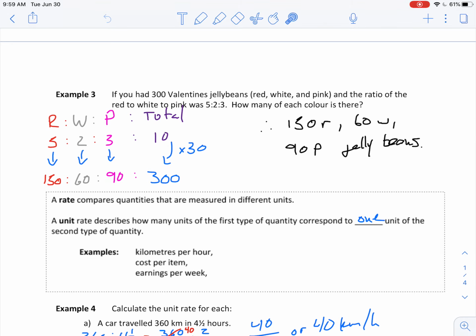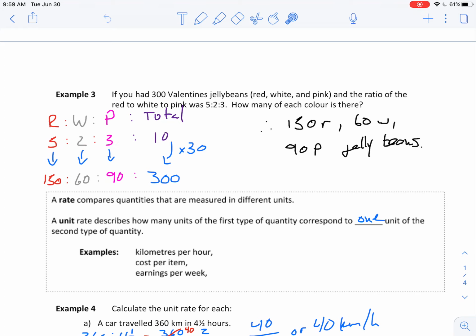Third example, we're going to be dealing with 3 different ratios. If you had 300 Valentine's jelly beans, red, white, and pink, and the ratio of the red to white to pink was 5 to 2 to 3, how many of each color is there? Okay, so I have the ratio red to white to pink, which would give us the total. I have 5 red, I have 2 white, and I have 3 pink. 5 and 2 and 3 gives us a total of 10.